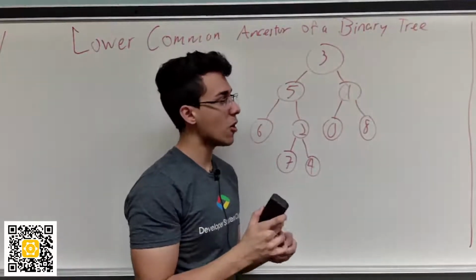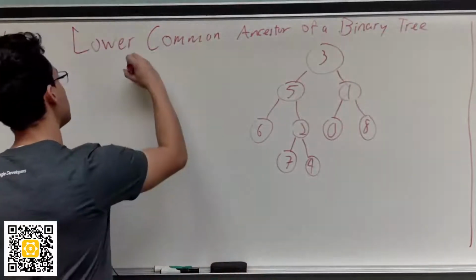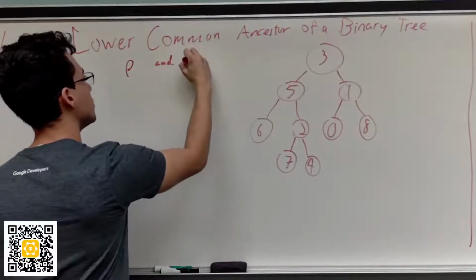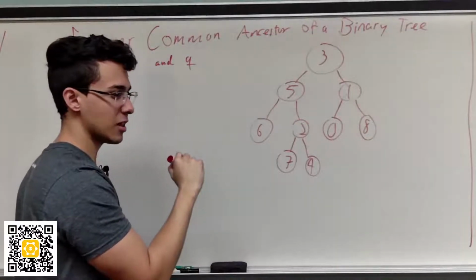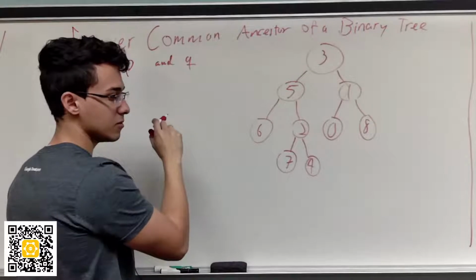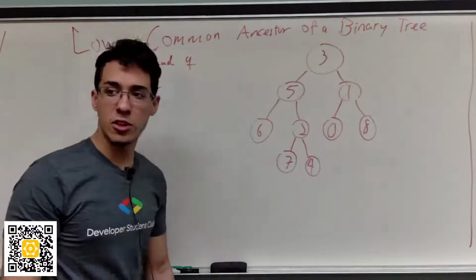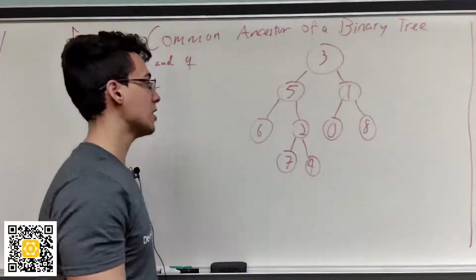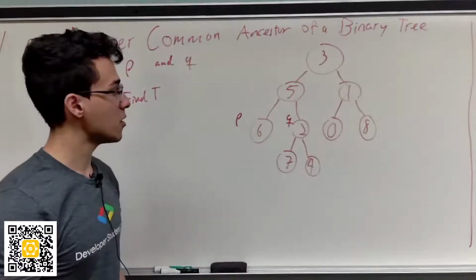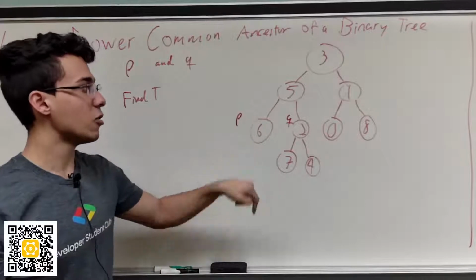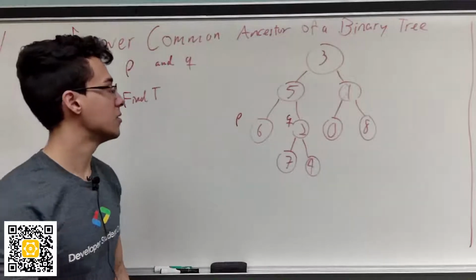And the question is that you're given, say, two nodes, node P and node Q. You're supposed to find node T, where T is the lowest common ancestor of those two nodes. So let's say this is P and this is Q. Example is 5 and 1. What's the lowest common ancestor of P and Q? Yeah, so then T would be here.